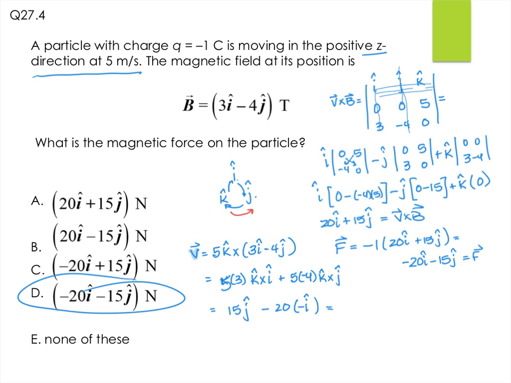And so for v cross b, I also got 20i plus 15j. And so then the force, because I multiply it by the minus 1, it's minus 20.